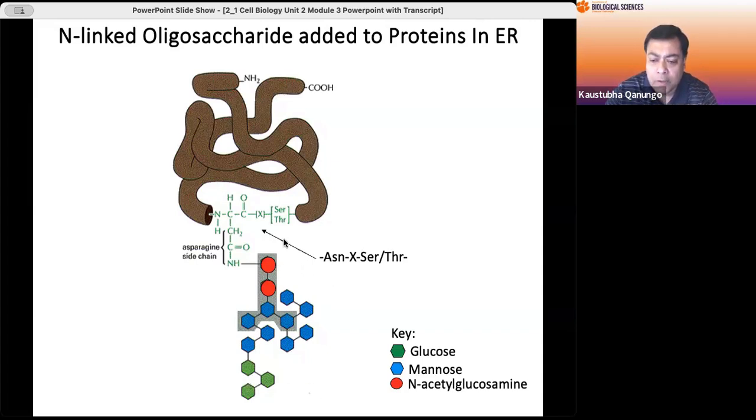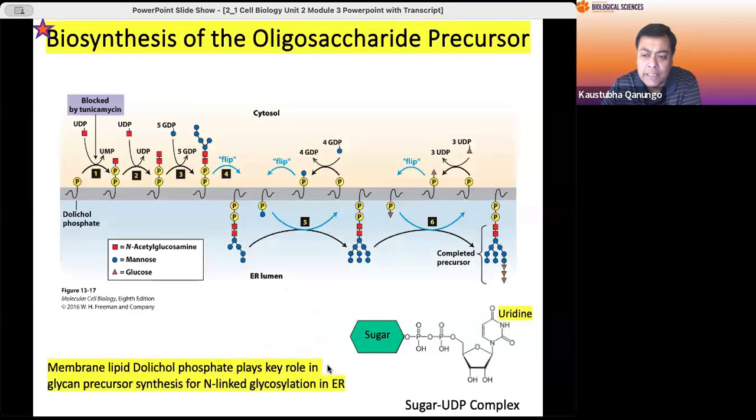What are the glycosylations that are done in the ER? You have 2 N-acetylglucosamine, then 1, 2, 3, 4, 5, 6, 7, 8, 9 mannose, and 3 glucose that are initially put together. And then there will be a sequential trimming of this, and then they are ready to go to the Golgi in the next step.